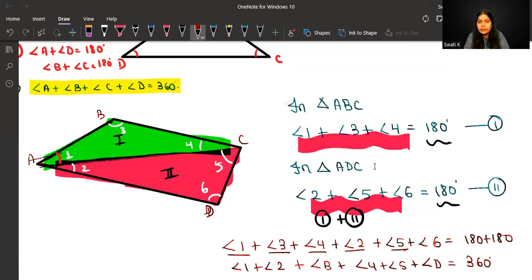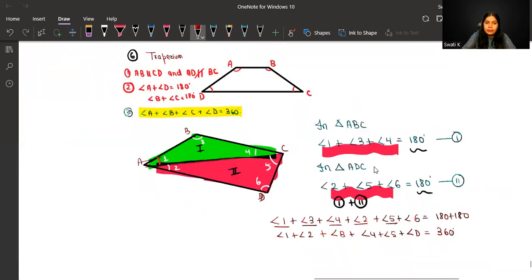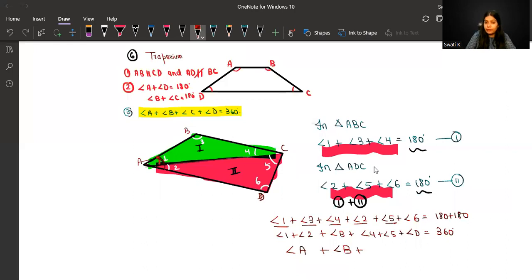And now you can simply observe that angle 1 plus angle 2 is nothing but this complete angle, that is angle A. So angle 1 plus angle 2 is nothing but our angle A, plus angle B as it is, plus angle 4 plus angle 5 is nothing but angle C, and angle D as it is. So that is 360 degrees, and that's the proof.